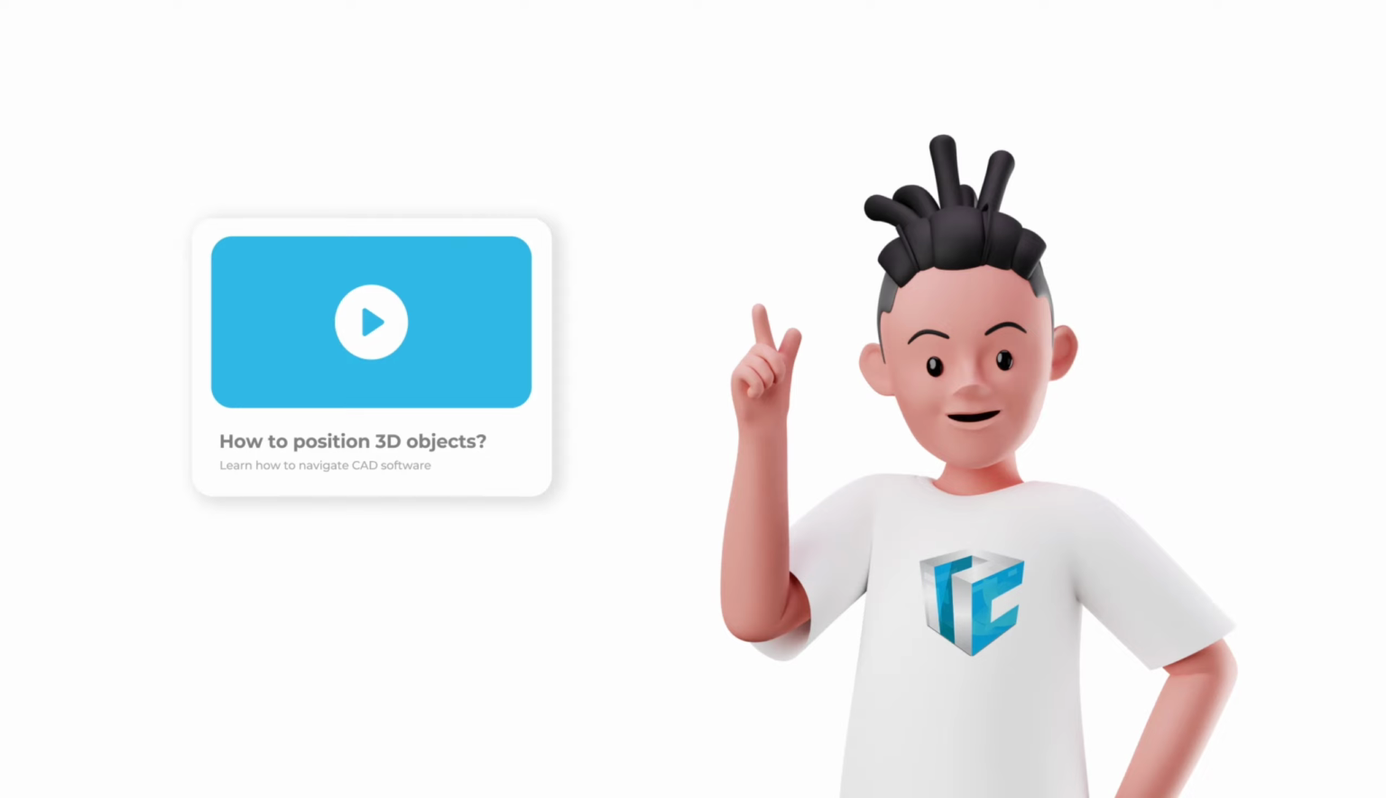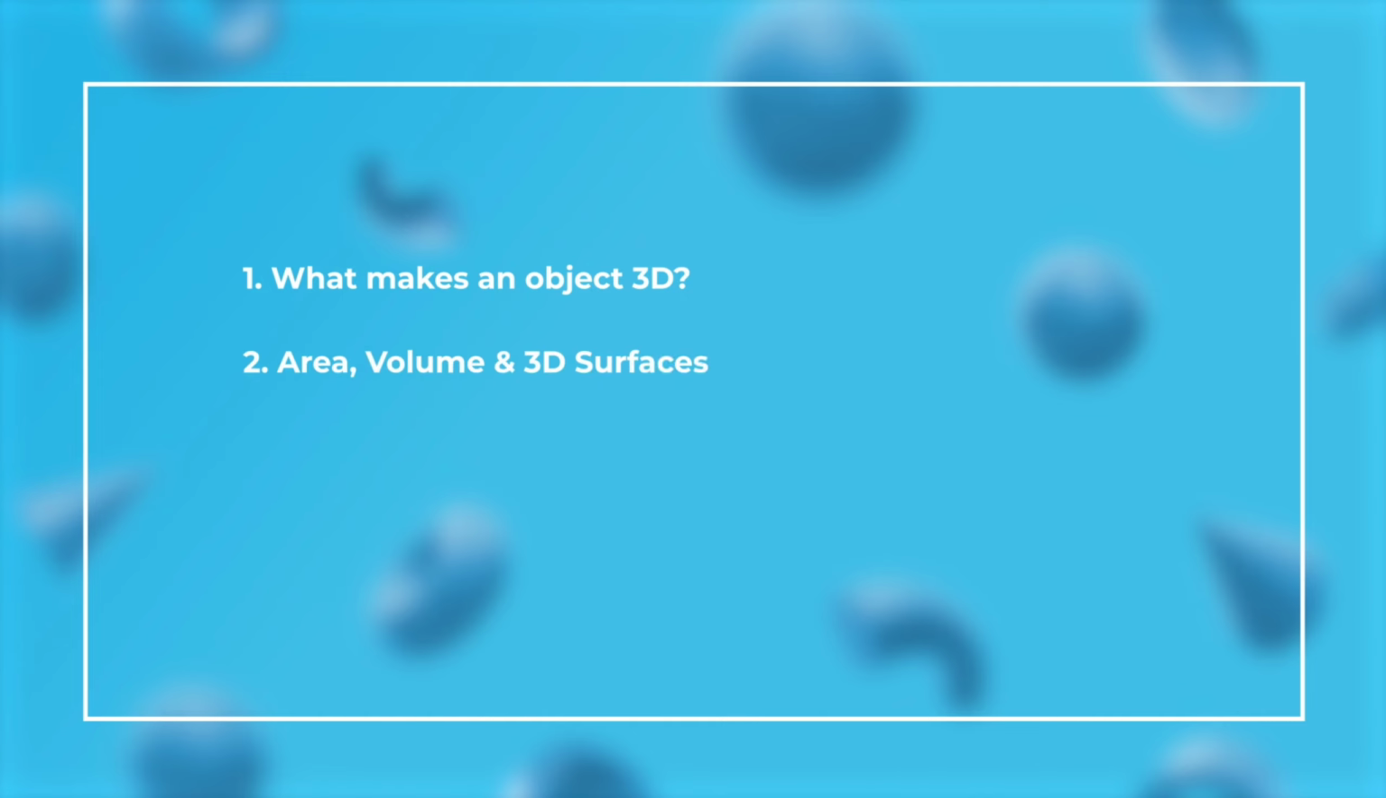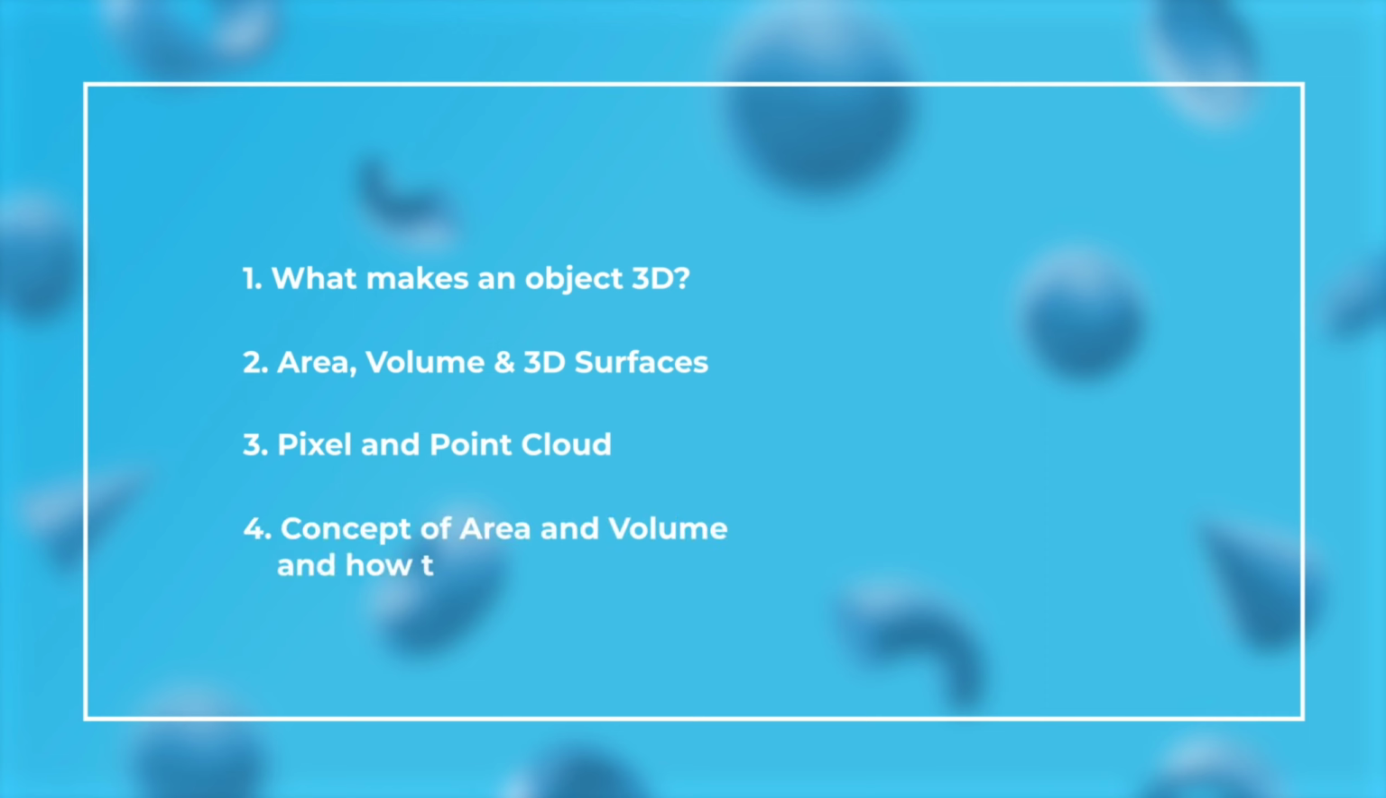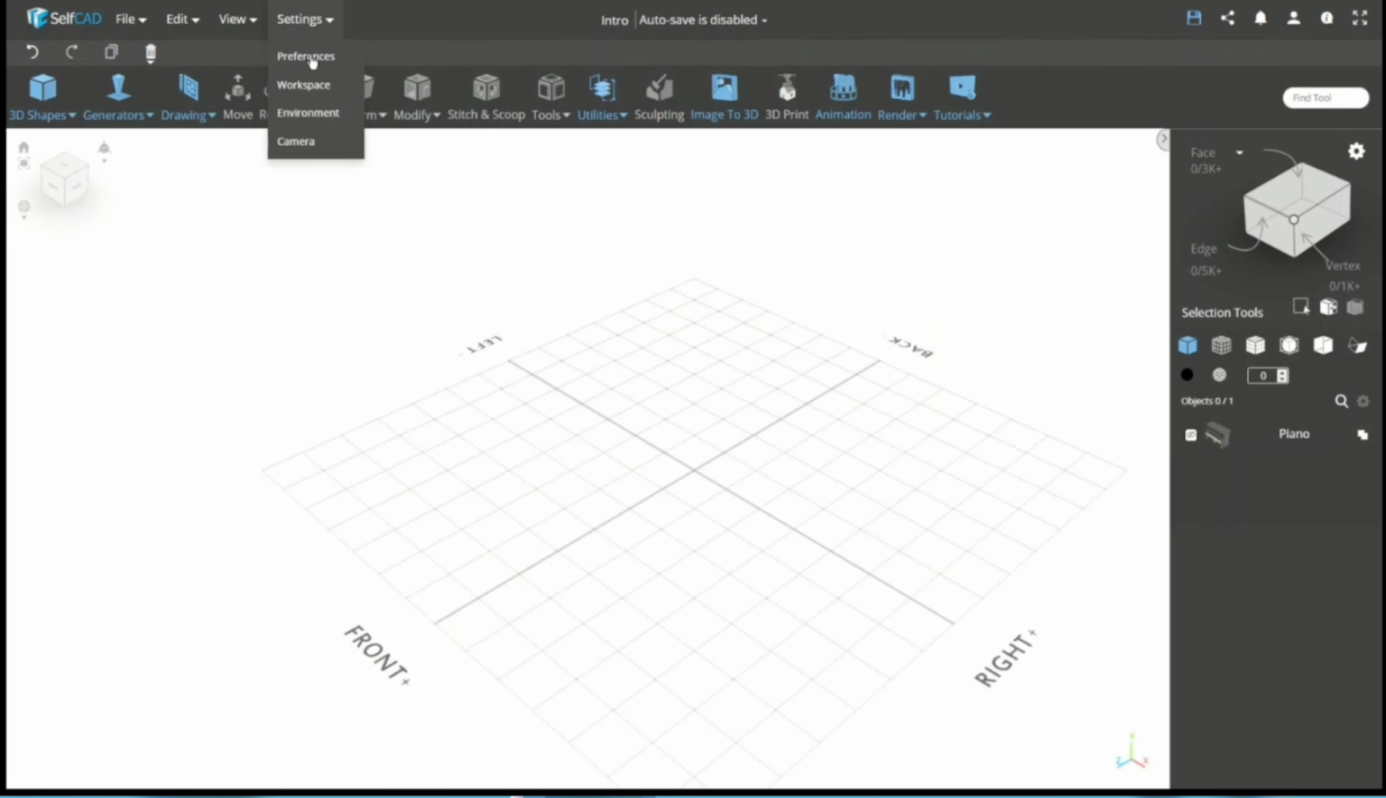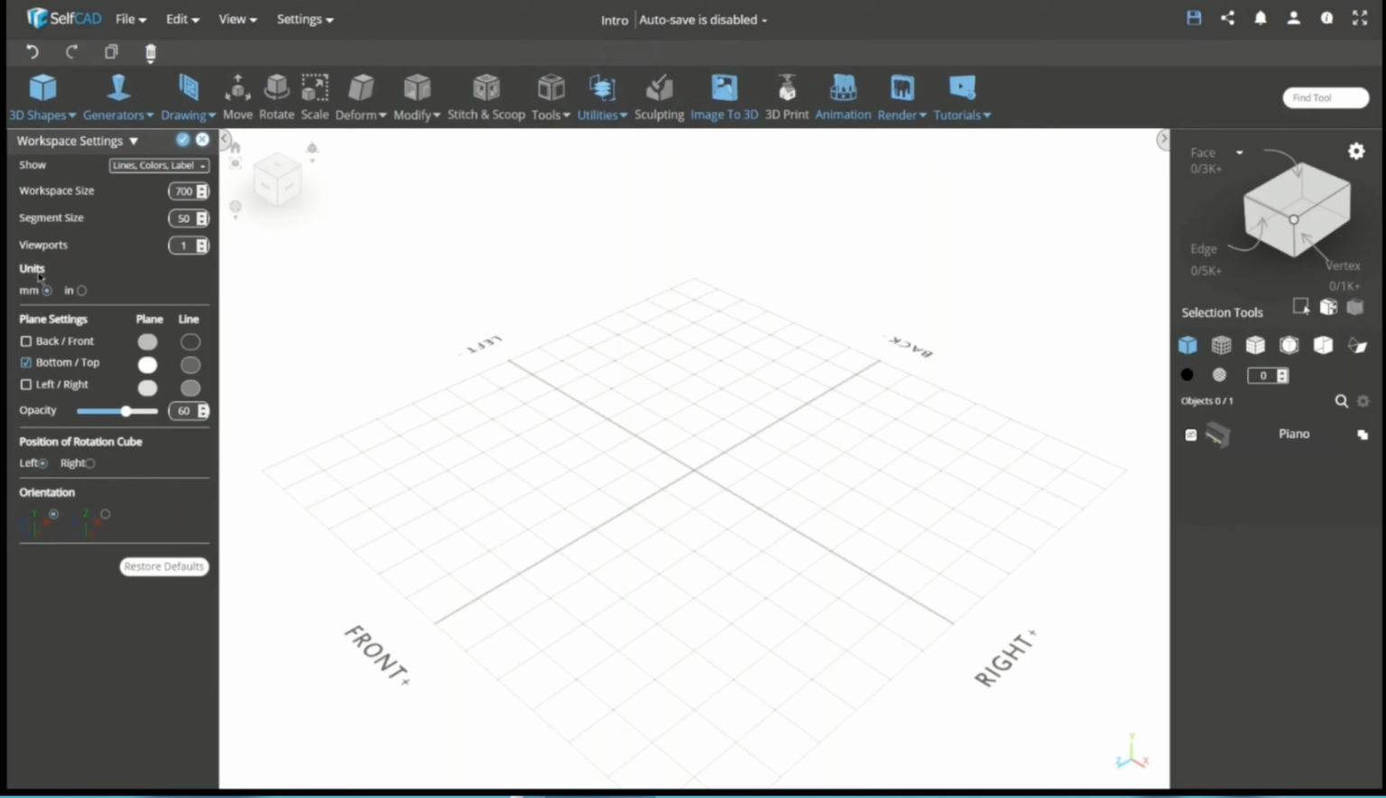Here's an overview of what we'll be covering. First is, what makes an object 3D? Secondly, we'll discuss some key 3D modeling terms that you need to know: area, volume, 3D surfaces. To further illustrate what makes an object 3D, we'll also discuss some graphic design terms like pixel and point cloud. Lastly, we will introduce the concept of area and volume and how they are used in design software. Let's begin.